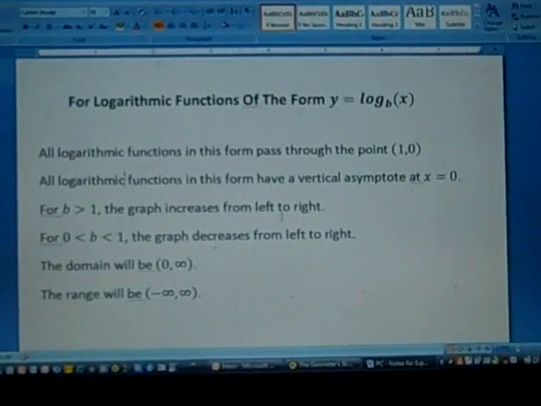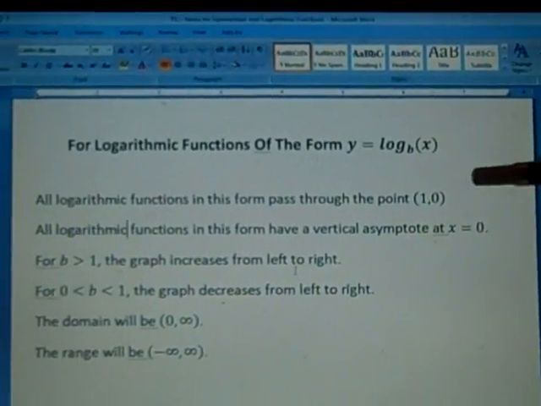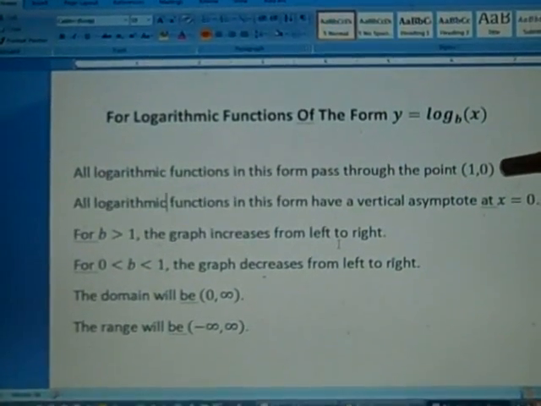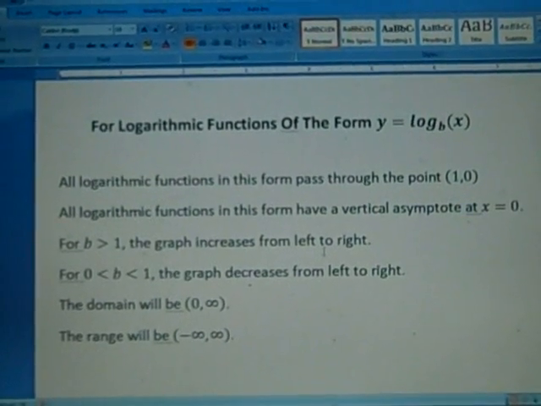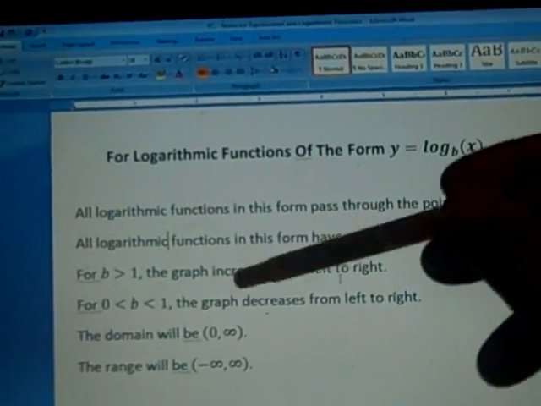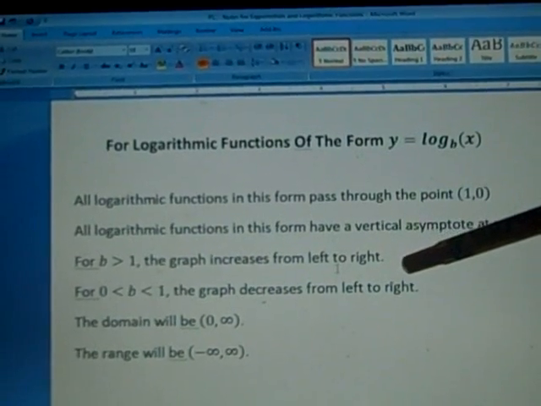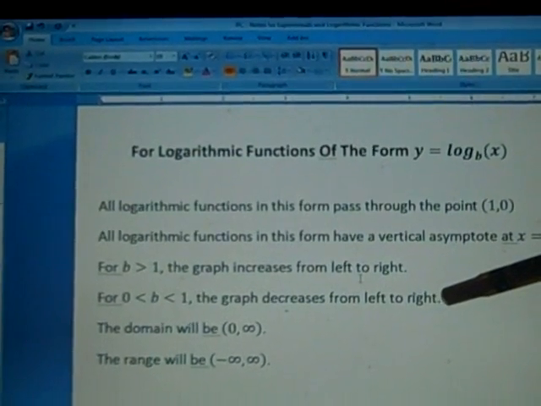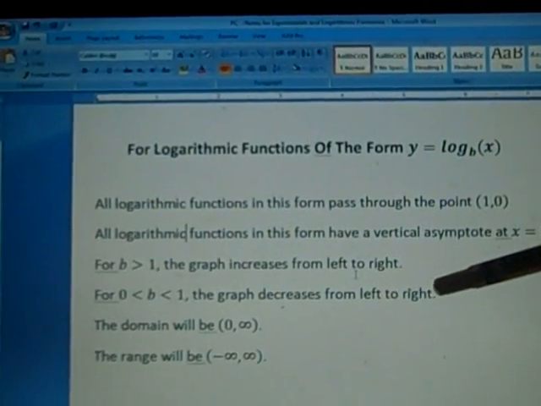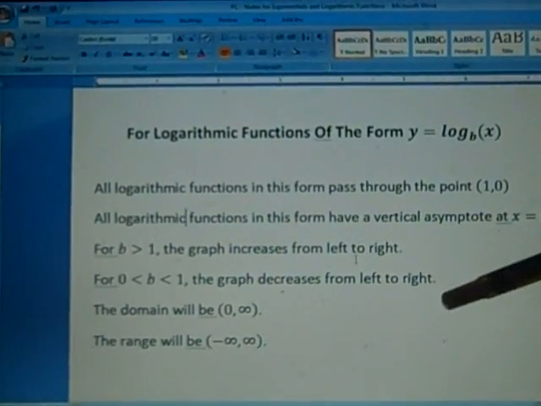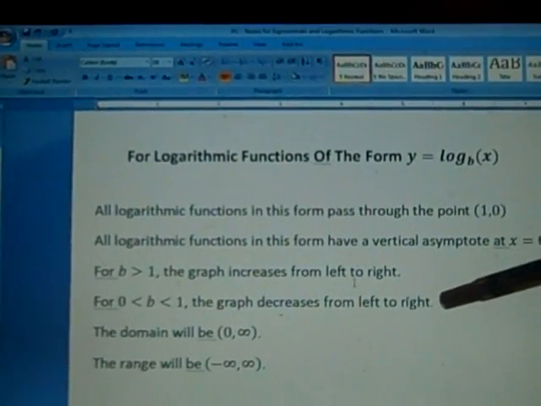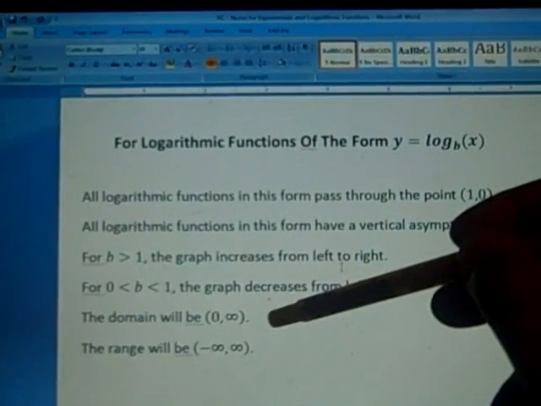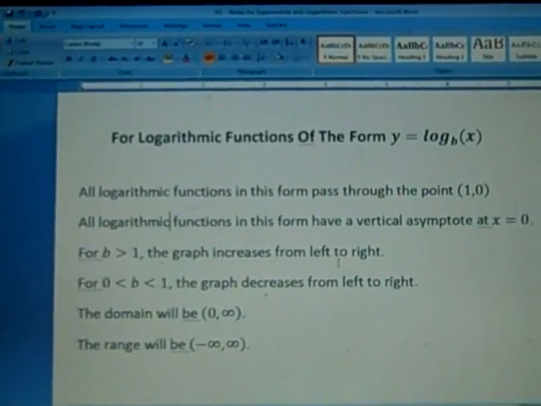All right, here's the last part. All logarithmic functions written in the form y equals log base b of x are going to pass through the point (1, 0). They're all going to have a vertical asymptote at x equals 0. What we saw in Geometry Sketchpad was that if b is greater than 1, then the graph increases from left to right. For values of the base between 0 and 1, again, we don't let the base be 0 or negative. We also don't let the base be equal to 1. The graph will decrease from left to right. The domain for all of these was 0 to infinity, and the range was negative infinity to positive infinity.